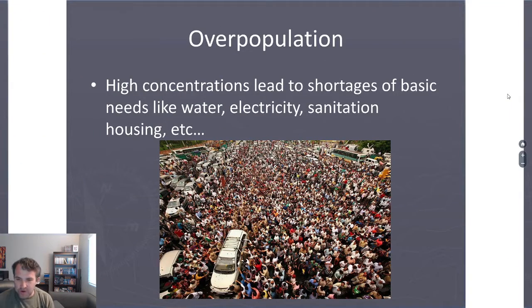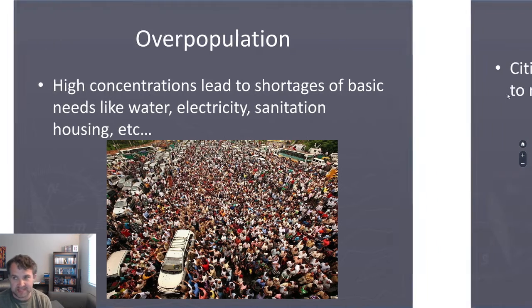If there's too many people, it can cause shortages of water, electricity, sanitation, housing, infrastructure can be pushed to the limit, traffic can suck. And that's usually a pretty big problem with most cities. You want to find that sweet spot of just having the right amount of people living there so that everything can operate as smoothly as possible. But especially in the developing world, this is becoming more and more of a challenge.